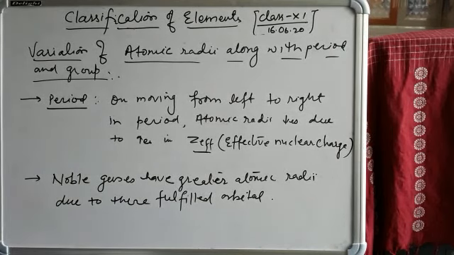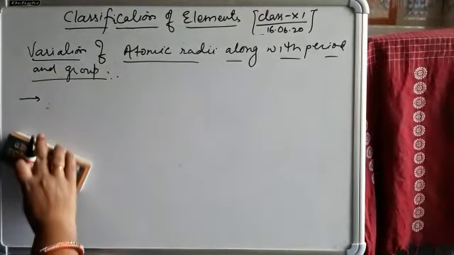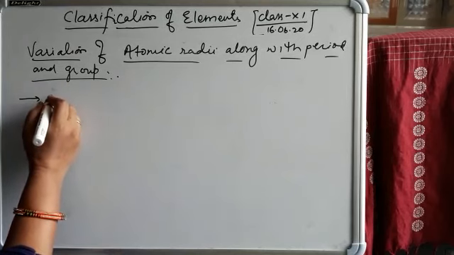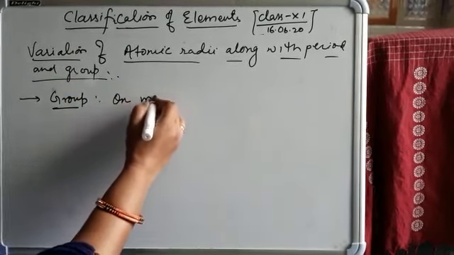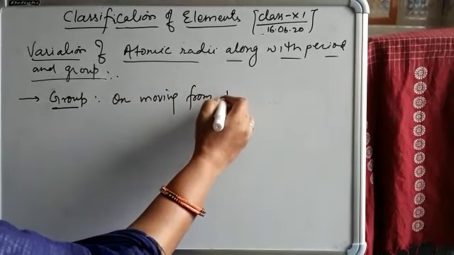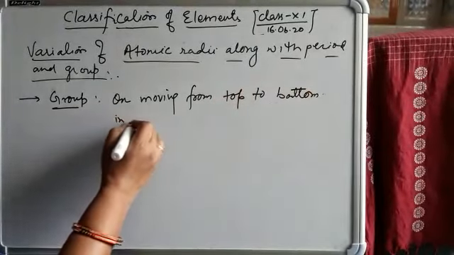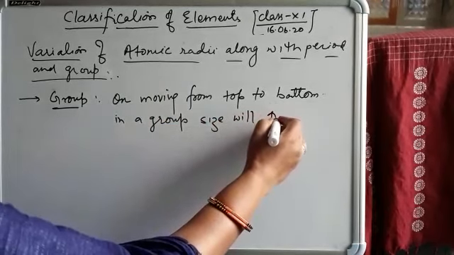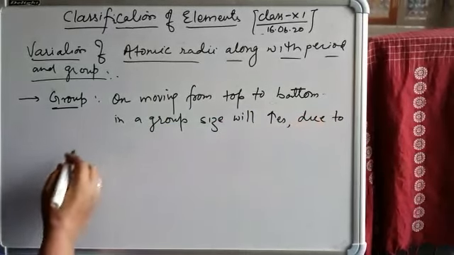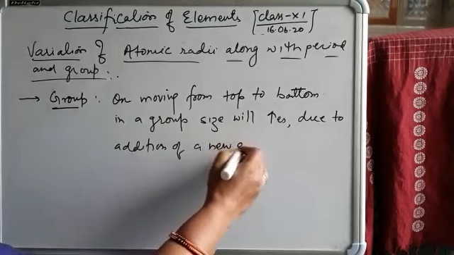Now, variation along a group. On moving from top to bottom in a group, size will increase due to addition of a new energy shell.